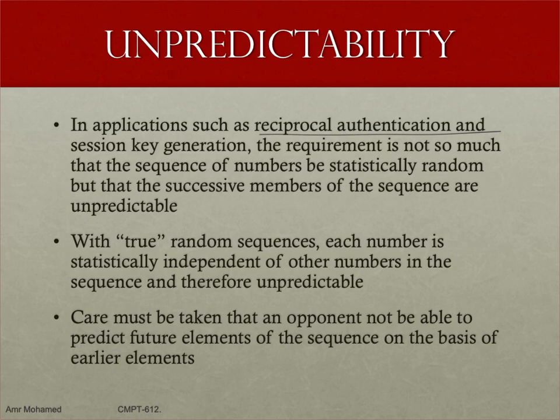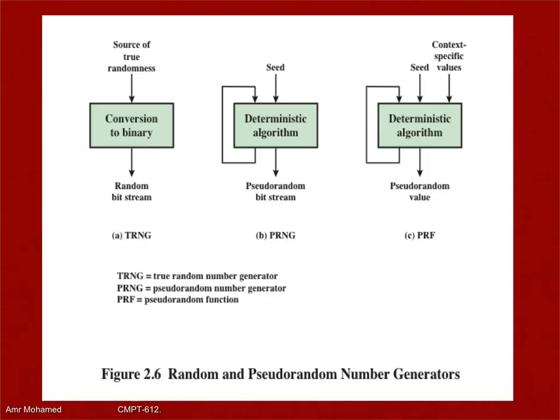So with a true random sequence, each number is statistically independent of other numbers, as we have talked about, and care must be taken that an opponent is not able to predict any future elements, even if he or she knows parts of the key. That is the independence or the unpredictability that we talked about.